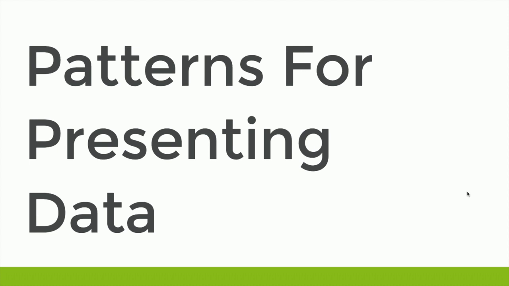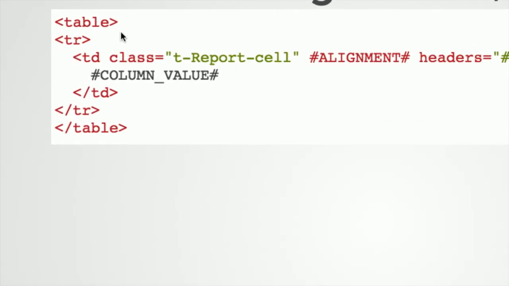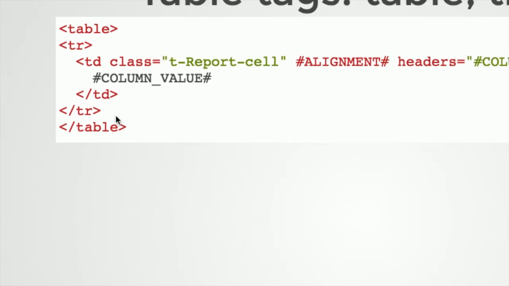All right, so what are patterns for presenting data? Well, let's talk about tables, right? Just super quick. If we talk about HTML, we're going to have the table tag, the TR tag, and the TD tag. Who's familiar with these? Yeah? Perfect. So then you all kind of recognize this structure. You have your table, TR for table row, TD for table data, and then you repeat, right? You can have multiple TDs and multiple TRs.